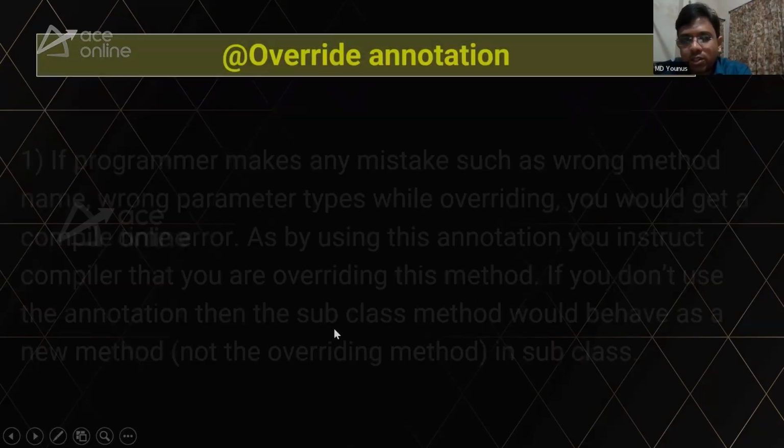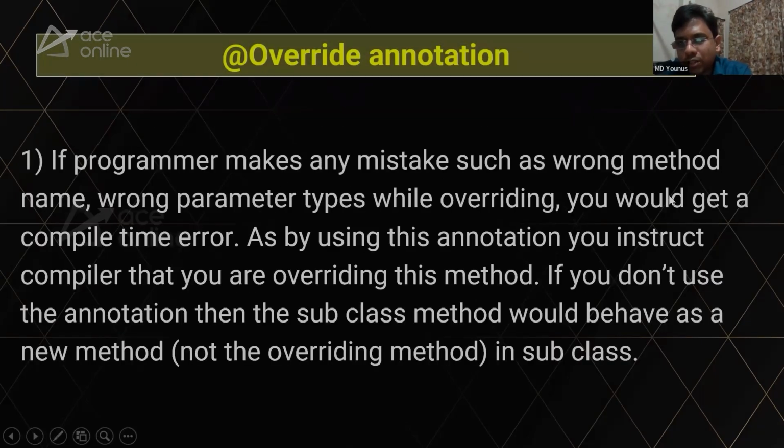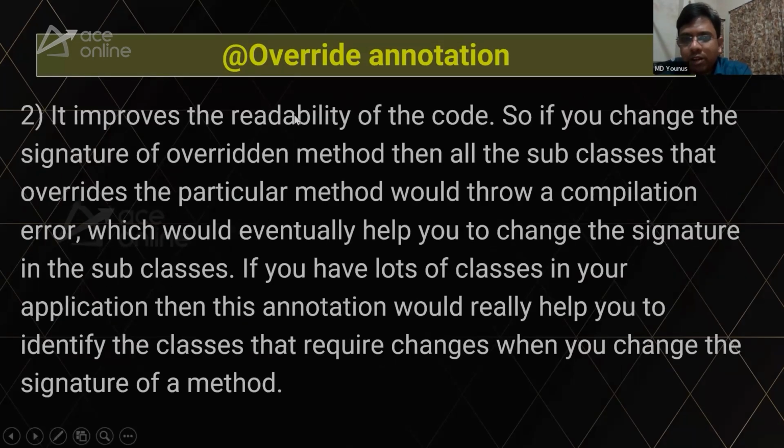One advantage is that if a programmer makes any mistake while overriding, such as a wrong method name or wrong parameter type, you will get a compile time error. By using this annotation, you instruct the compiler that you are overriding this method. If you don't use the annotation, the subclass method would behave as a new method. So it's always a good practice to use @Override. The second reason is maintainability and readability: it will increase the readability of your code.